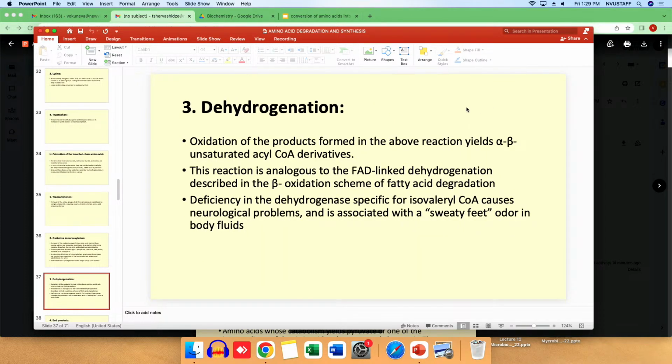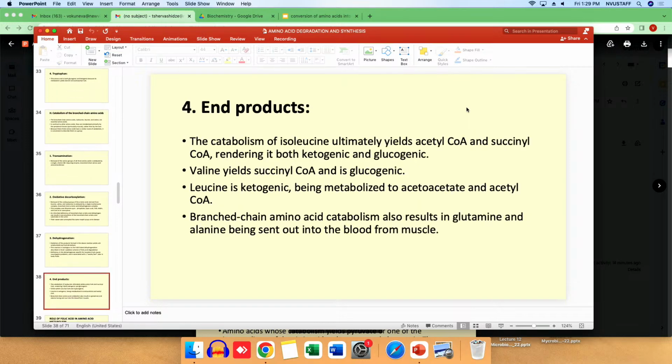Dehydrogenation. Okay, we talked about oxidative decarboxylation, dehydrogenation. Right, we talked about that. And the end product of branched chain amino acid conversion and modification is, from isoleucine, we can get acetyl-CoA and succinyl-CoA. From valine, what we get is succinyl-CoA, so it's specifically glucogenic. And for leucine, we get the ketogenic pathway, so we get acetoacetate or acetyl-CoA.